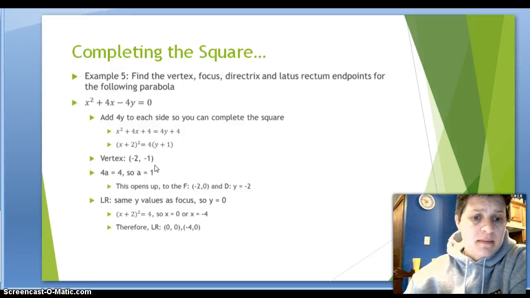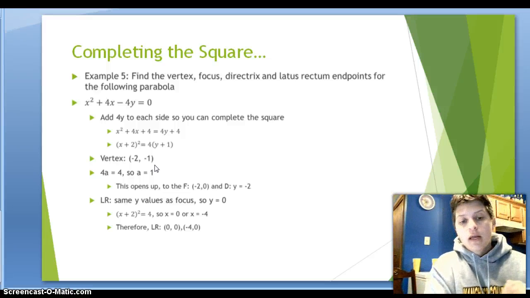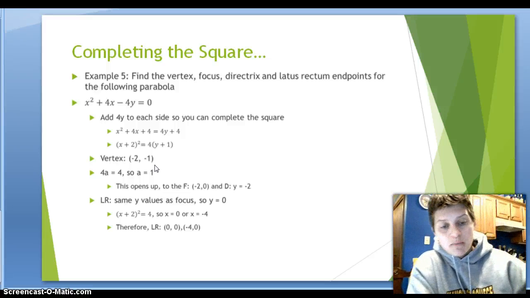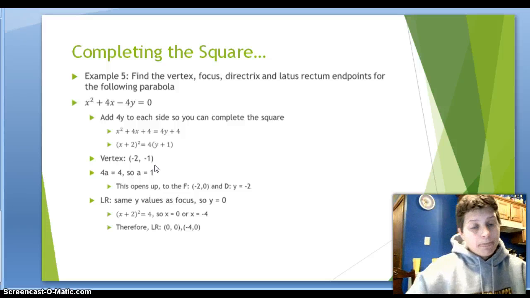To find your latus rectum, because it opens up, the endpoints have the same y values as your focus, and your focus has a y value of 0. So you plug in 0 for y, and you can see you have (x + 2)^2 = 4, and when you solve that, you end up with x = 0 and x = -4. Therefore your latus rectum endpoints are (0, 0) and (-4, 0).